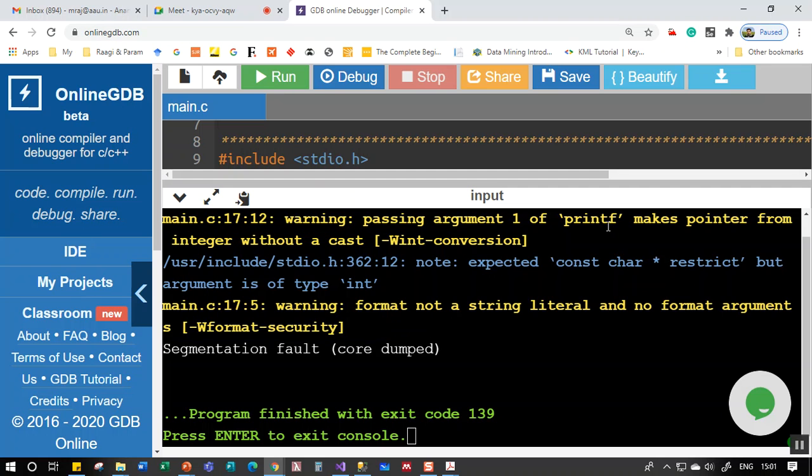Passing argument 1 of printf makes pointer from integer without a cast.